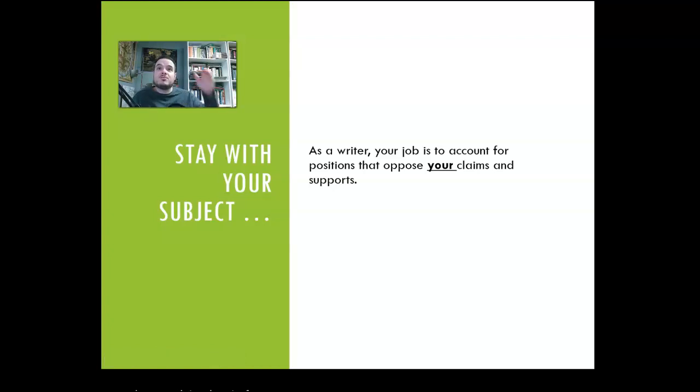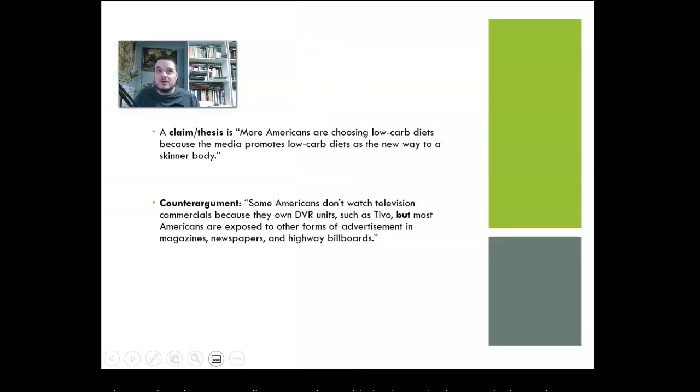As a writer, it is your job to account for positions that oppose your claims and supports. And you need to do this as a means of credibility. Like when we were talking about the Aristotelian triangle, this is a point of ethos. You're showing your credibility because you are dismantling your opponent's argument, but granting where it might be right, or where it's not stupid, or where it might need to be considered seriously. This is also a point where you really can get that sophistication point, because it shows that you can think about something in a multi-leveled way.